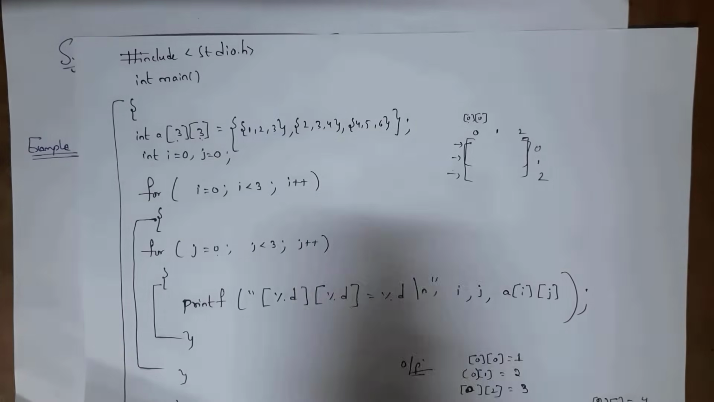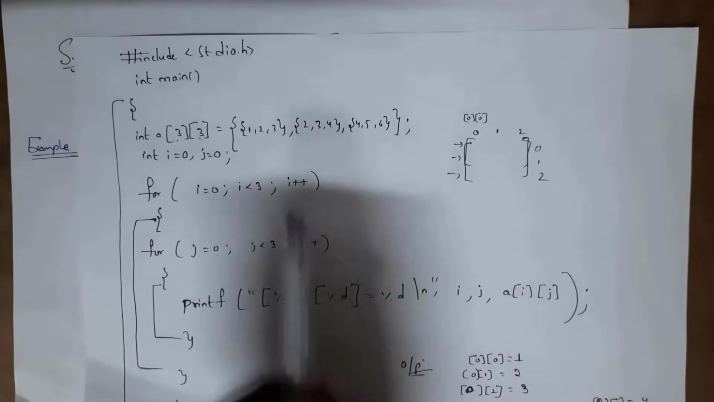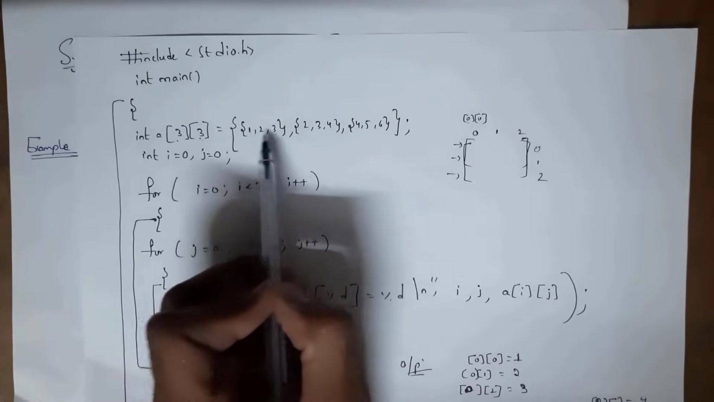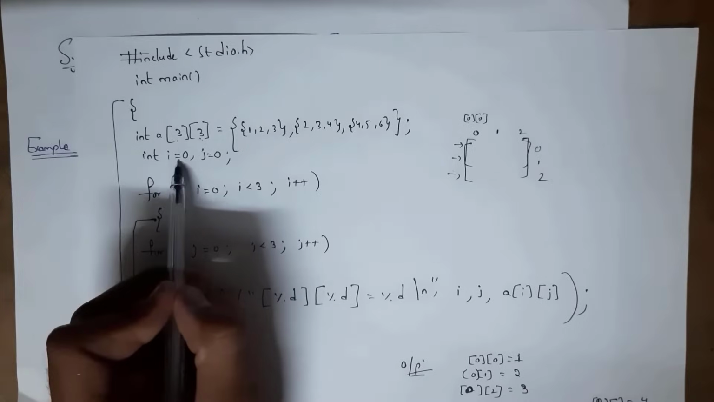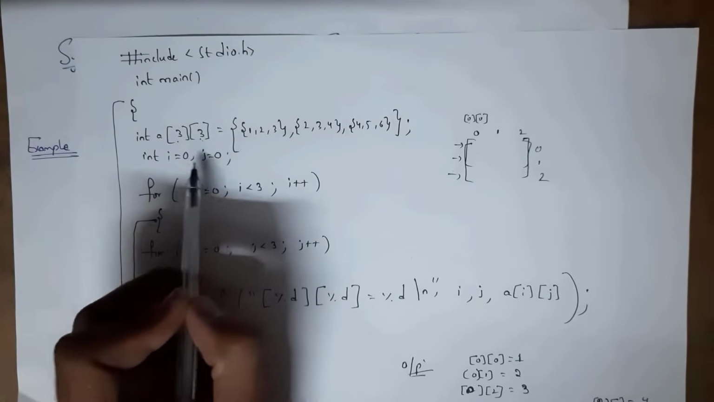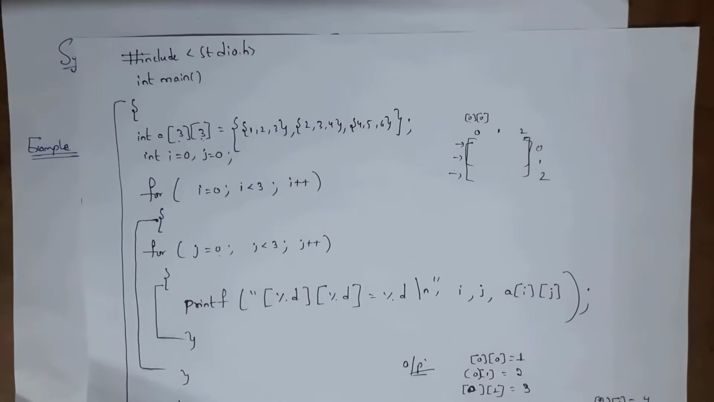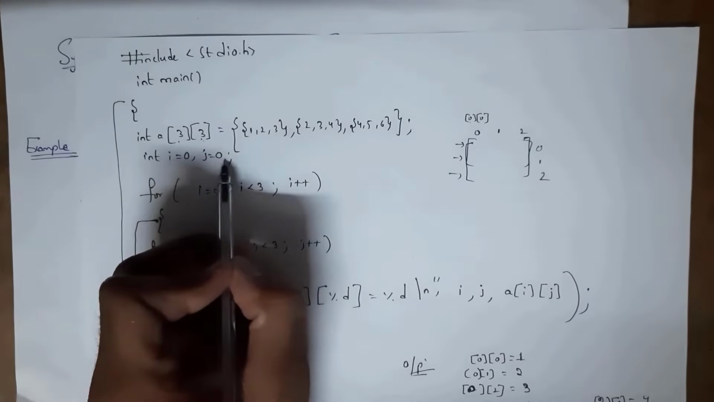In this example I took 3 rows and 3 columns. So I can store 9 values in it. So I am taking values as 1, 2, 3, 2, 3, 4 and 4, 5, 6. Without including these curly brackets also you can write. And next I took int i equal to 0 and j equal to 0. That means this i belongs to rows and this j belongs to columns. As I said before, every index number starts with 0. So here I took i equal to 0 and j equal to 0.